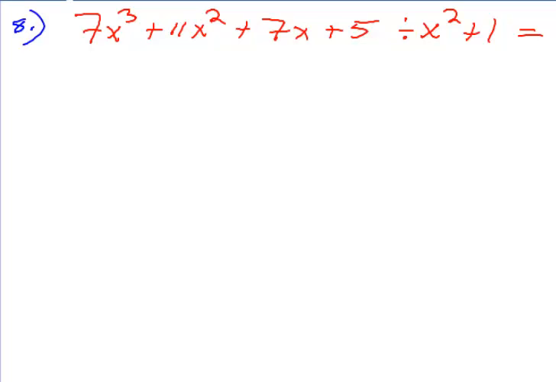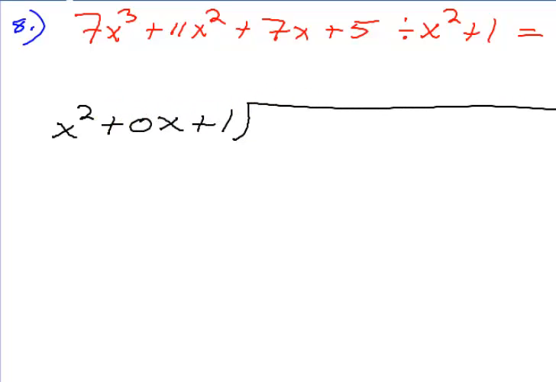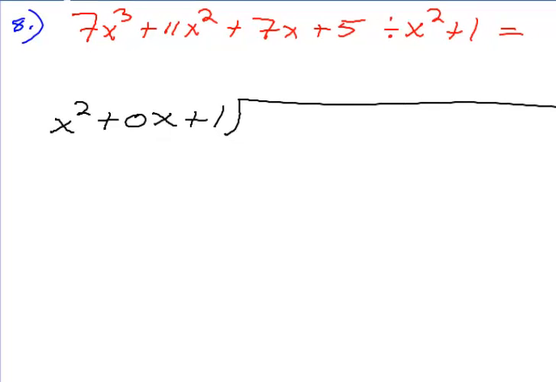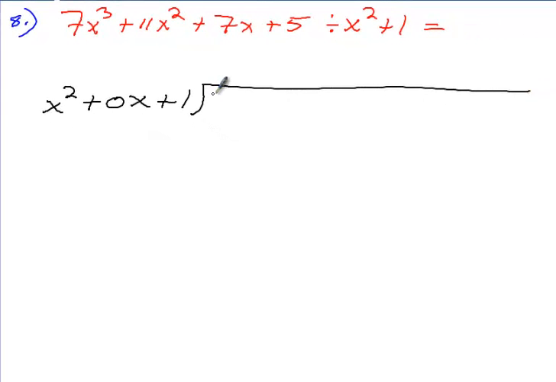Is everybody okay with the numerator? Okay, denominator, what's the degree? 2. So I need a 2, I need a 1, and I need a constant. Do I have an x squared term? Yes. Do I have an x term? No. So what do I add in its place? Okay, so the denominator goes outside. I'm going to write this as x squared plus 0x plus 1. Everybody all right with that? And then the numerator goes underneath the division bracket.